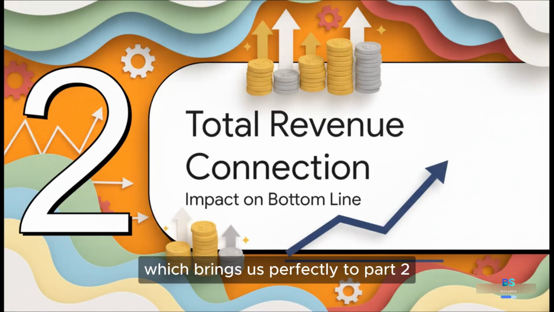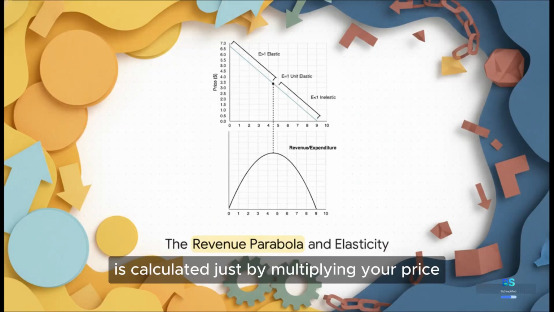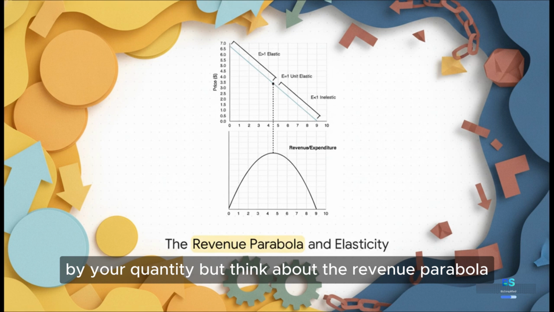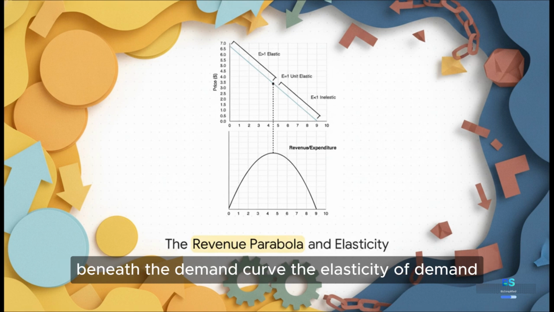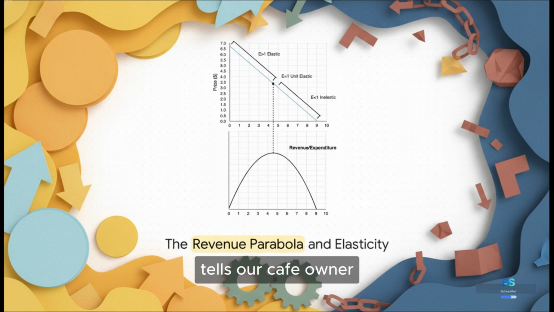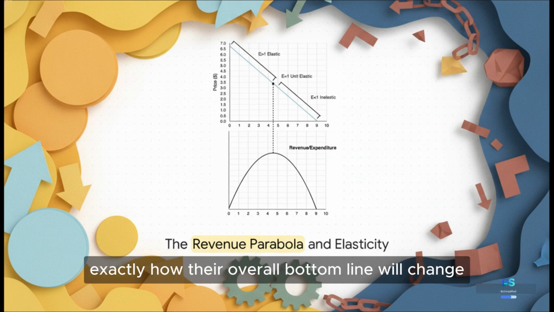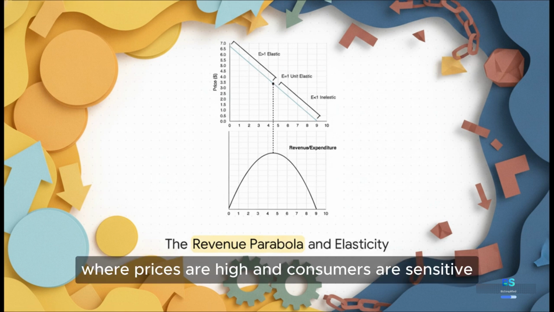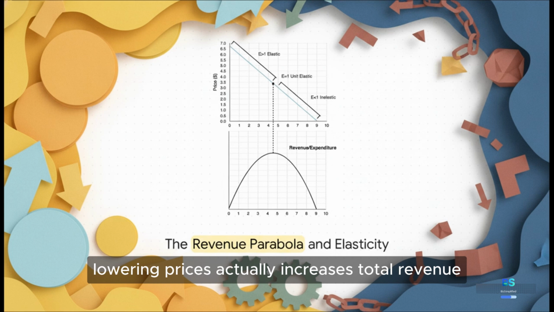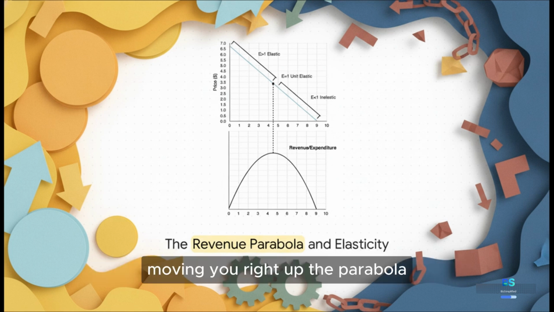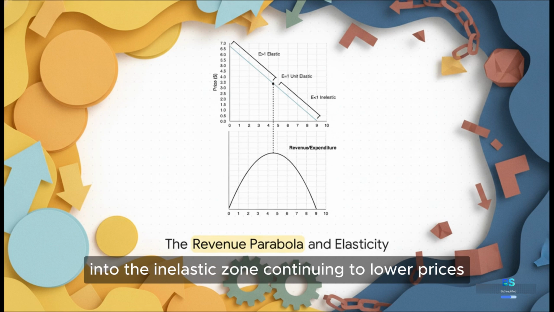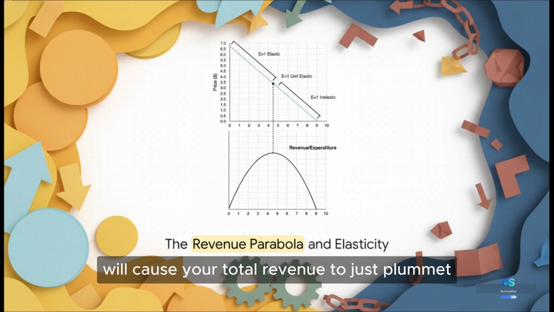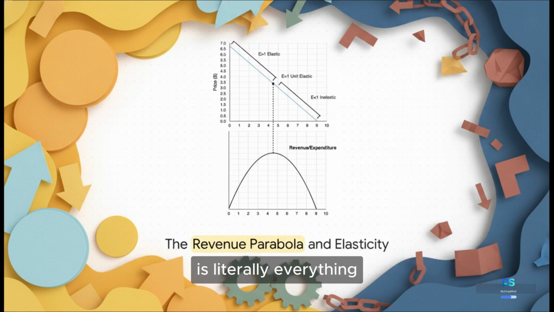Which brings us perfectly to part two, the total revenue connection. Total revenue is calculated just by multiplying your price by your quantity. But think about the revenue parabola beneath the demand curve. The elasticity of demand tells our cafe owner exactly how their overall bottom line will change if they tweak their prices. In that top elastic zone, where prices are high and consumers are sensitive, lowering prices actually increases total revenue, moving you right up the parabola. But once you cross that middle point into the inelastic zone, continuing to lower prices will cause your total revenue to just plummet. Where your product sits on this curve is literally everything.